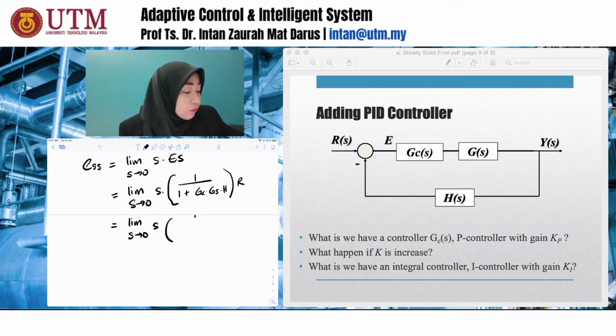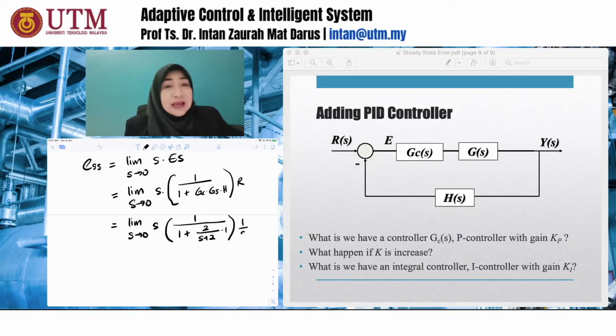I have 1 over 1 plus 2 over S plus 2 multiplied by H. H is 1, so that only leaves it with that, multiplied by 1 over S. Again, the input 1 over S can be cancelled out with this S from your final value theorem.